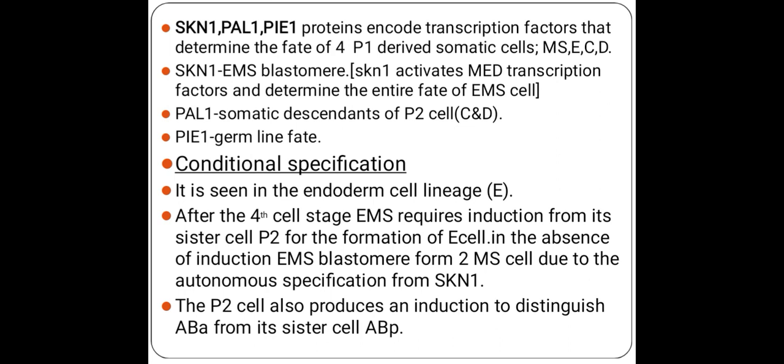Conditional specification is seen in the endoderm cell lineage. After the four cell stage, EMS requires induction from its sister cell P2 for the formation of endoderm. In the absence of induction, the EMS blastomere forms two MS cells due to the autonomous specification from SKN1. The P2 cell also induces a signal to distinguish ABa from its sister cell ABp.